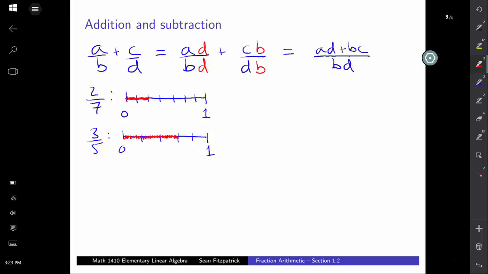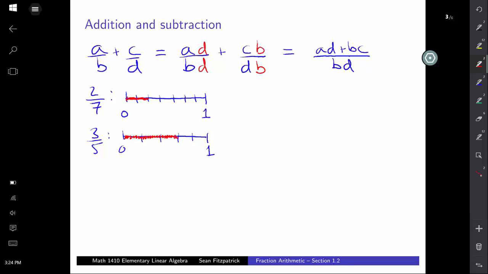But if I want to add them together, you run into a bit of a problem, because in some sense you're comparing apples and oranges. You're taking 2 of a segment of one length, and you're adding 3 times a segment of a different length. It would be much easier if you were combining things of equal length, and then you could simply say how many of them you had.